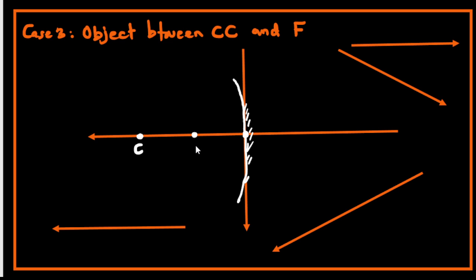The case we are dealing with here now is the object here. Object between C and what? F. So the image is formed. Who can guess the properties of the image formed? What will be the properties? Let's start from the orientation. Do you think it's going to be inverted? Yes. Okay, that's correct. The image will be inverted.